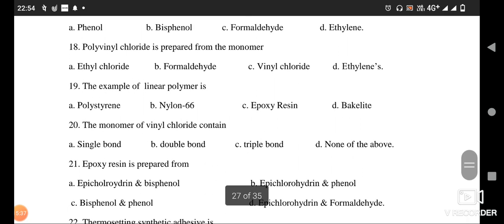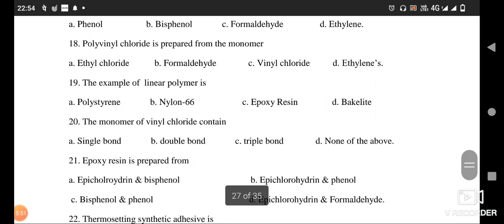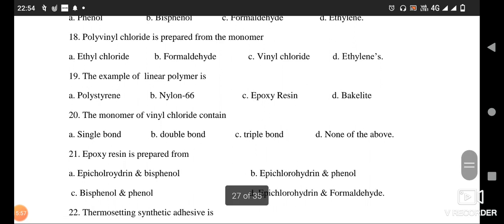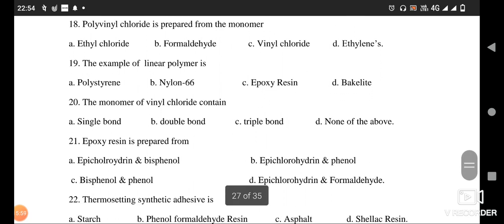Then after that, MCQ number 18: polyvinyl chloride is prepared from the monomer. It is a very easy answer; the answer is hidden in the question only. Option A is ethyl chloride, B formaldehyde, C vinyl chloride, and D ethylene. So the correct option is C, that is vinyl chloride. For MCQ number 18, option C, vinyl chloride, is correct.